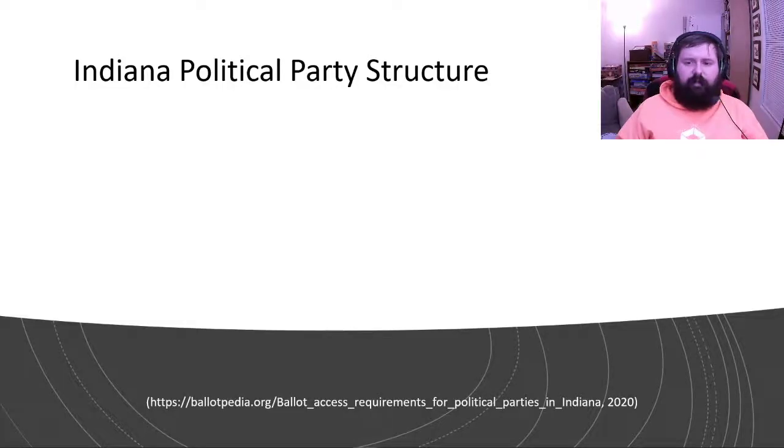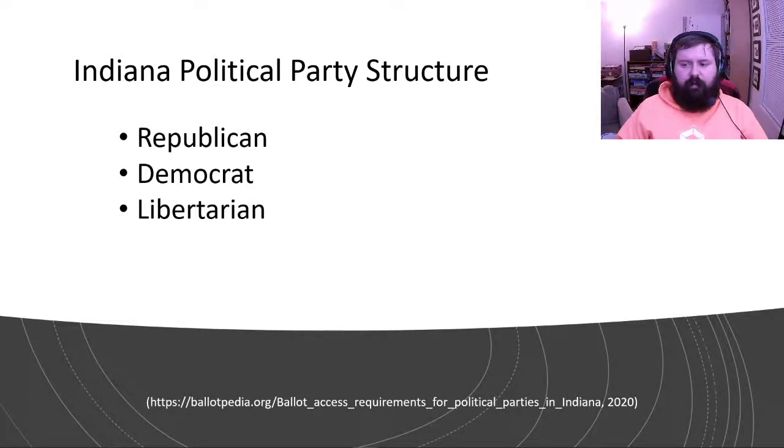Starting off with the Indiana political structure, currently there are three different parties that are recognized with the election division, those being the Republicans, Democrats, and Libertarians. Now, in order for a party to be recognized, the party must file a statement of organization with the current Indiana Secretary of State no later than 10 days after raising or spending $100, or no later than August 21st, whichever comes first. Then the new party must receive at least 2% of the total votes cast for office in that most recent election.